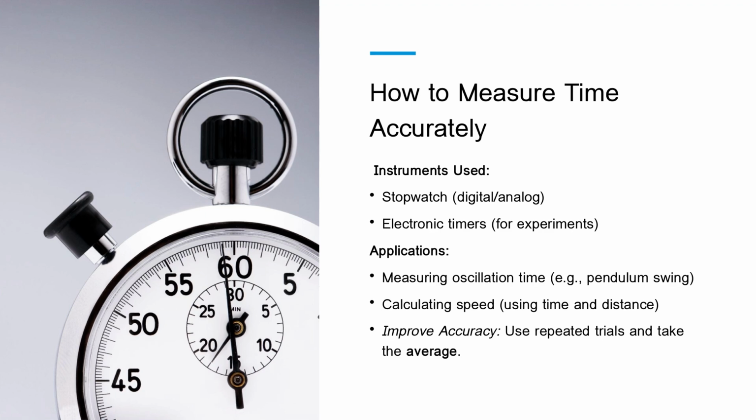For example, instead of timing one swing of a pendulum, we time 20 swings and divide the total time by 20. This drastically reduces the impact of the reaction time error on the period of a single swing. For high-speed events, we use electronic light gates, which eliminate human error entirely.